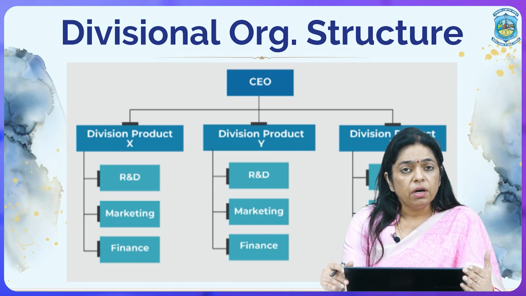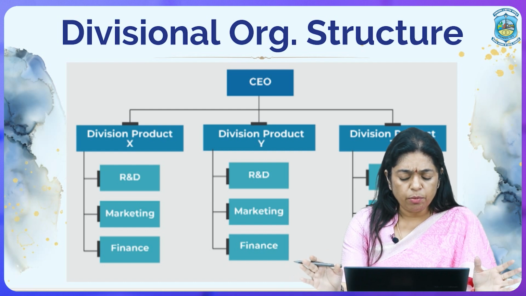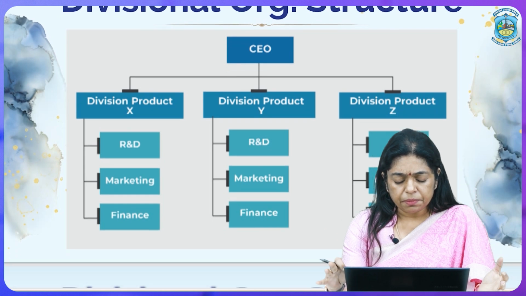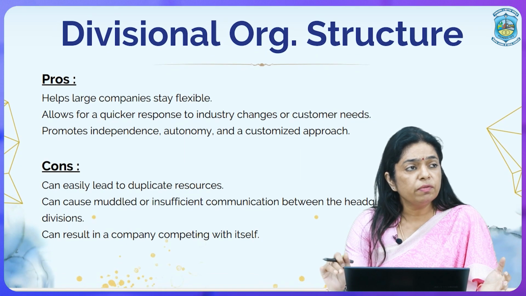As you can see now, this is the line diagram of a divisional organization structure. Now there are three different types of products. As you can see, there is a product X, there is a product Y, and there is a product Z. So we have three different divisions for these products, so that the work for all these products can be carried out separately and uniquely. Let's quickly look at the merits of this structure.